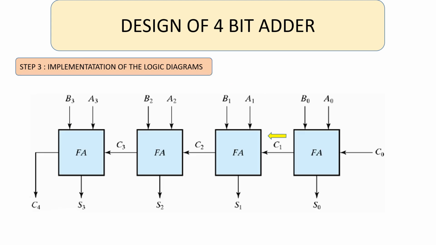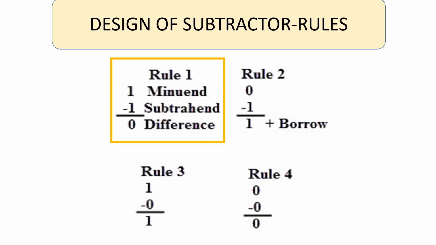In the figure, each stage, as I had said before, is represented by a full adder. C1 is the carry out from the first full adder. It propagates to the full adder 2. C2, the carry out from the second full adder, goes to the third stage. And finally, C4 is the final carry.